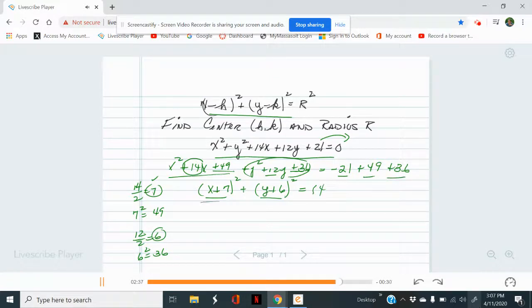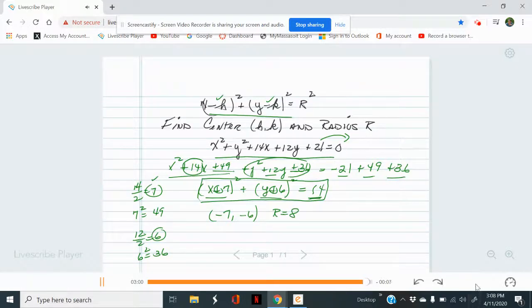If I look at this now, this looks just like the standard form. The only problem is I get plus signs, and the formula calls for minus. So we've discussed this: where you see a plus, your h value becomes a negative. I see a plus here, so I'm going to change this to a minus. And then this represents the radius squared. If radius squared is 64, then the radius is the square root of 64, or 8.